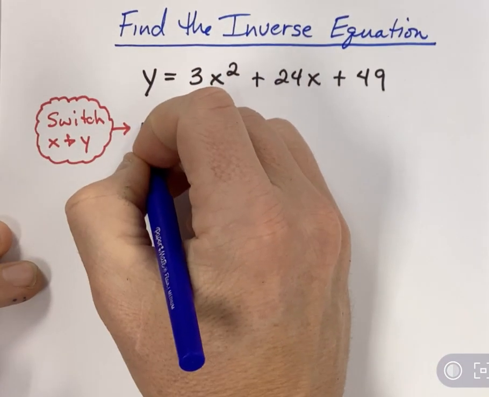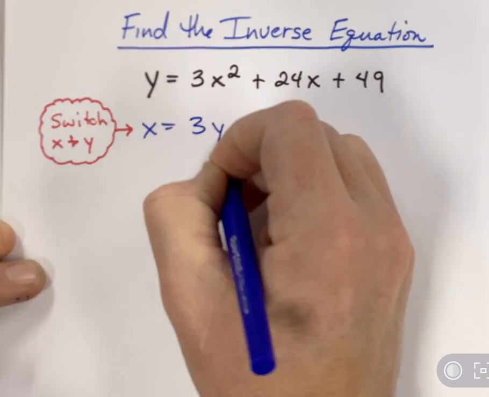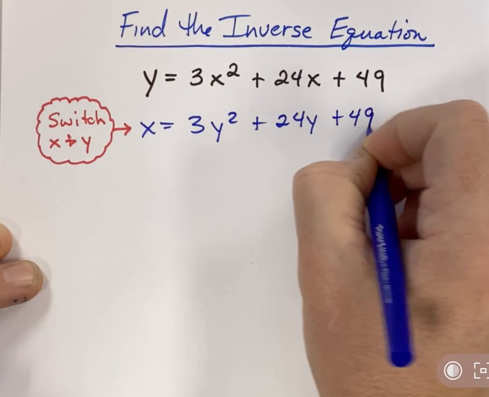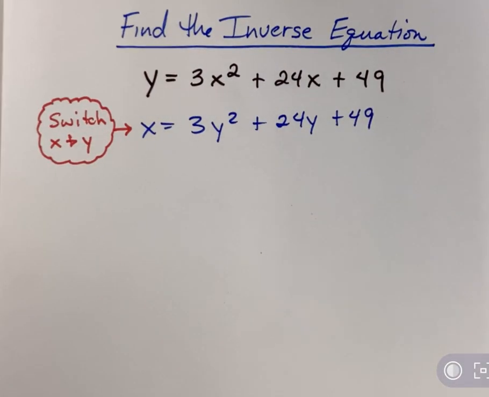When we do this, we get x equals 3y squared plus 24y plus 49. So all we did was just reverse the letters. X became y and y became x.